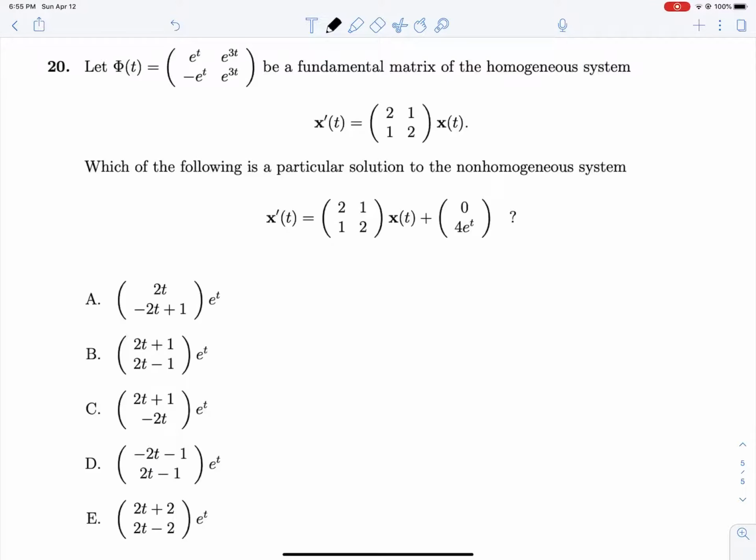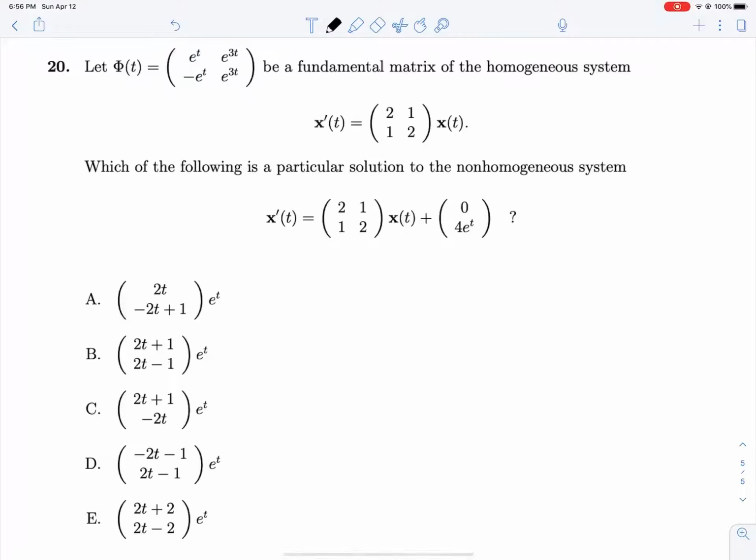The only time they have mentioned the existence of the fundamental matrix in the past 3 years in an exam was in 2017, and it was question 20 on that exam. We see that phi of t is given there. It's a fundamental matrix of this homogeneous system, and we are trying to find the particular solution of this non-homogeneous system.